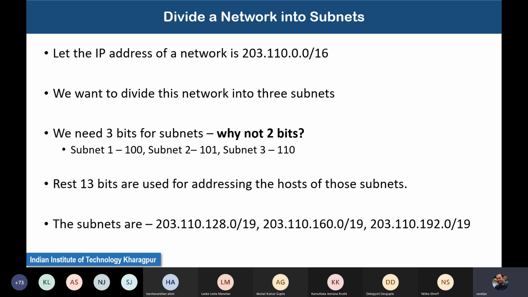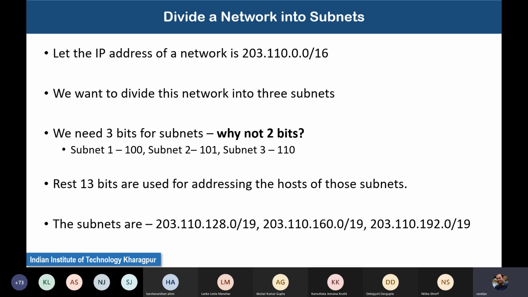Well, and here let us see one mathematical example of it. First, a simple example, and then we'll see a complex example. So the first example says that I have a block of IP addresses, which is 203.110.0.0/16. You can understand that this is a typical class B IP address, where the first 16 bits are the network address and the remaining 16 bits are the host address, and I want to divide this network into 3 subnets.